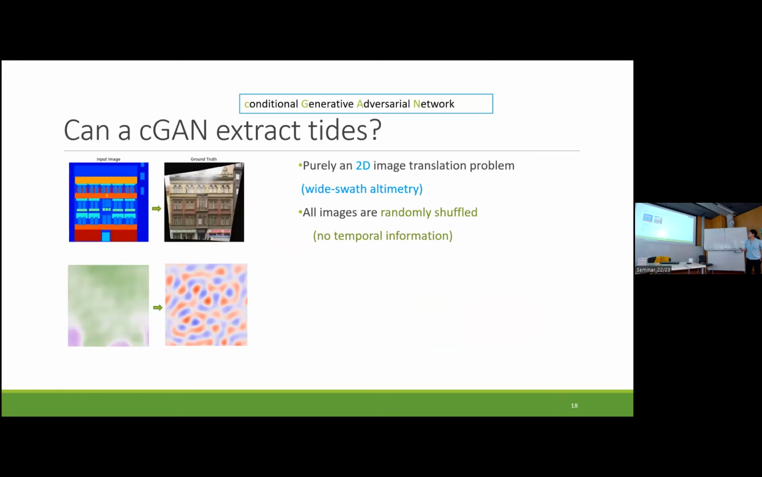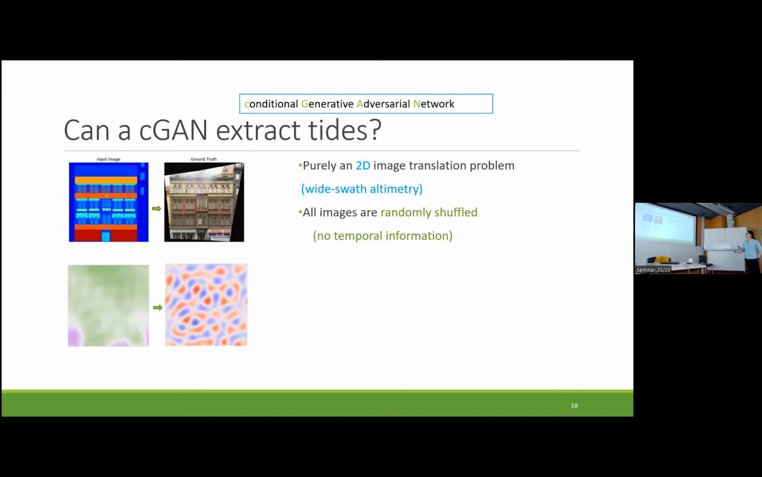And so we are basically transforming this problem to our problem where we are asking the code to convert a raw sea surface height snapshot to a tidal sea surface height fingerprint. And when doing this, we're treating the problem purely as a two-dimensional image translation problem, which is again motivated by the wide swaths of SWOT. And all the images during the training and testing are randomly shuffled in time, and there is no access to temporal information for the network at all.